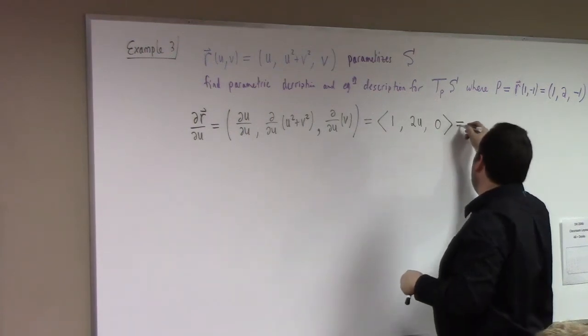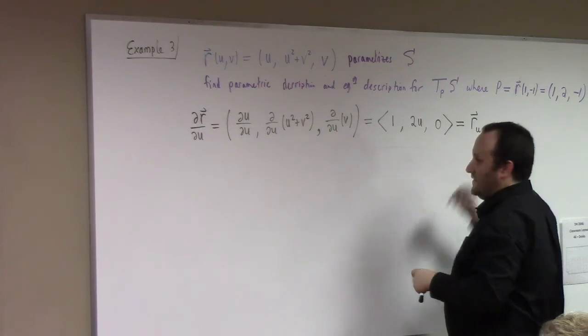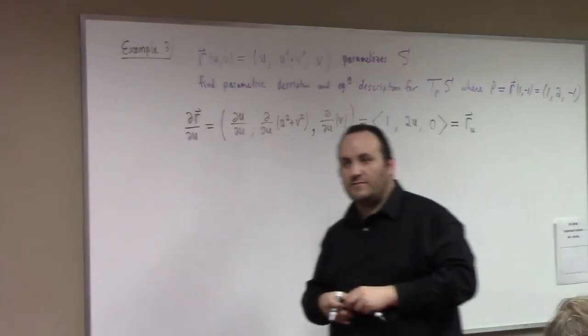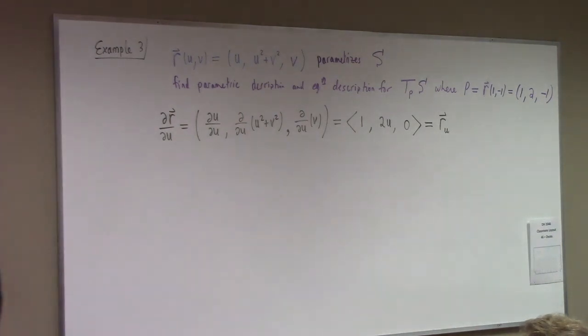By the way, sometimes people use this notation too. They'll say that this is r sub u. You'll see that notation sometimes, r sub u, for the partial derivative of r with respect to u. That's analogous to the f sub x notation for the partial derivative of a function with respect to x. This is another notation you'll see in books sometimes.